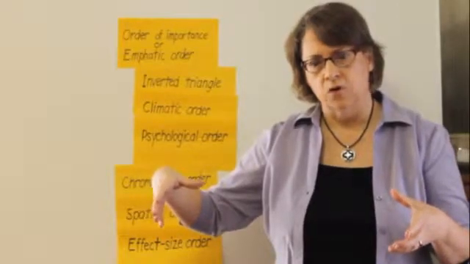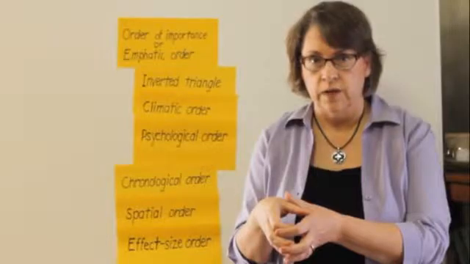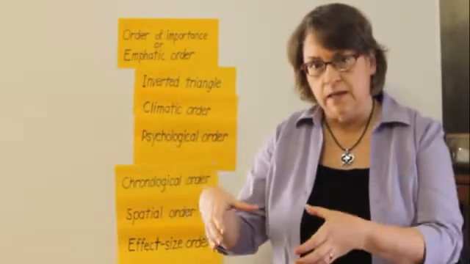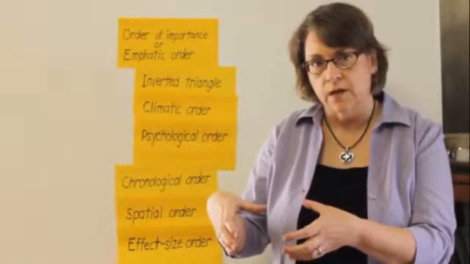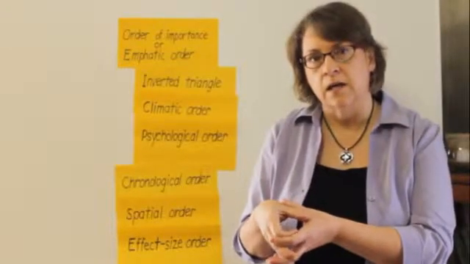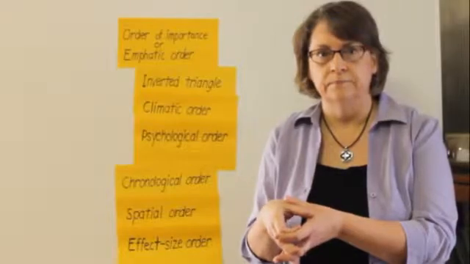Now, let's look at it this way. In the effect size order, if the man is the most important thing to your student, then your student will begin with how it affected the neighborhood, and then move to how it affected the man's house and his yard, and then how the effect of being a hoarder affected him.